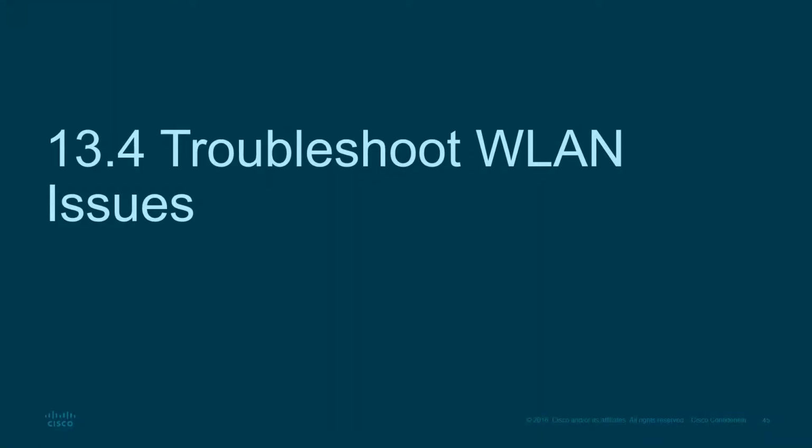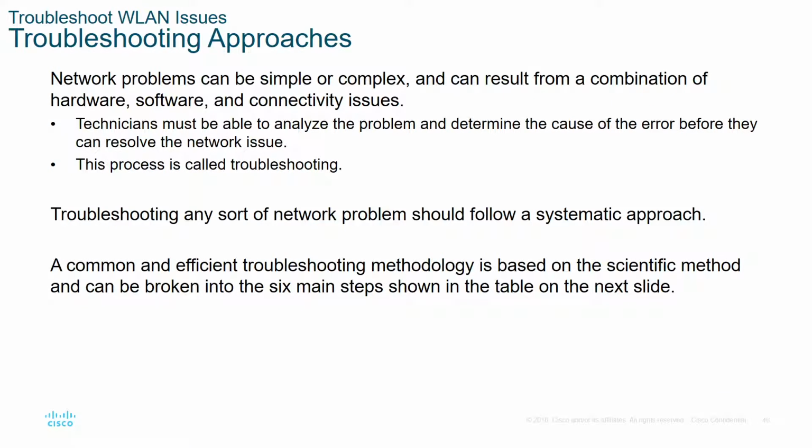Troubleshoot WLAN issues. Troubleshooting approaches. Network problems can be simple or complex, and can result from a combination of hardware, software, and connectivity issues. Technicians must be able to analyze the problem and determine the cause of the error before they can resolve the network issue. This process is called troubleshooting. Troubleshooting any sort of network problem should follow a systematic approach. A common and efficient troubleshooting methodology is based on the scientific method and can be broken into 6 main steps shown in the table on our next slide.